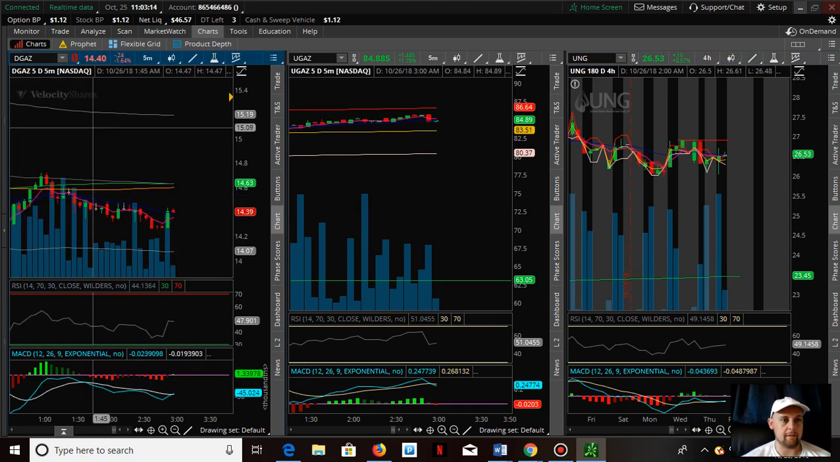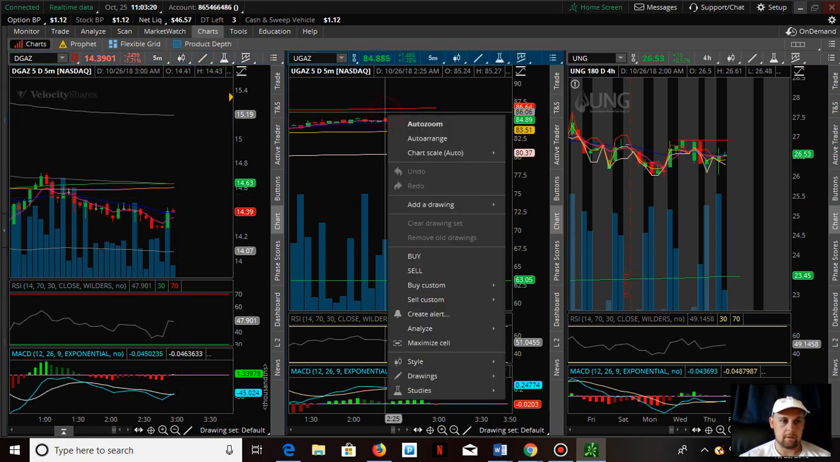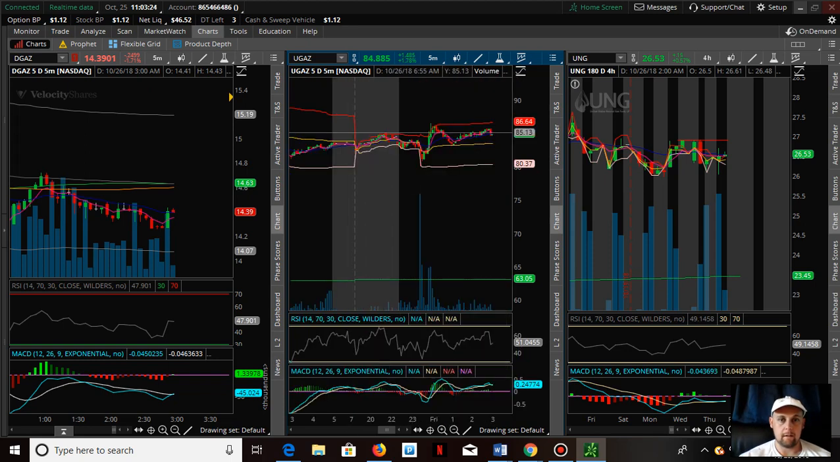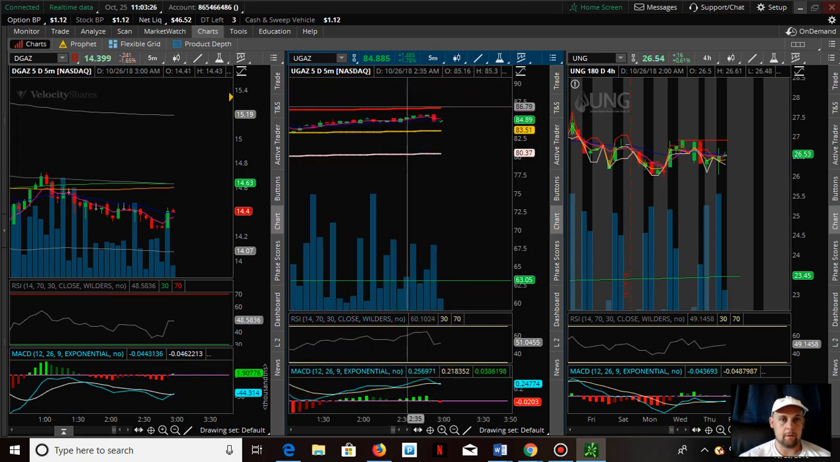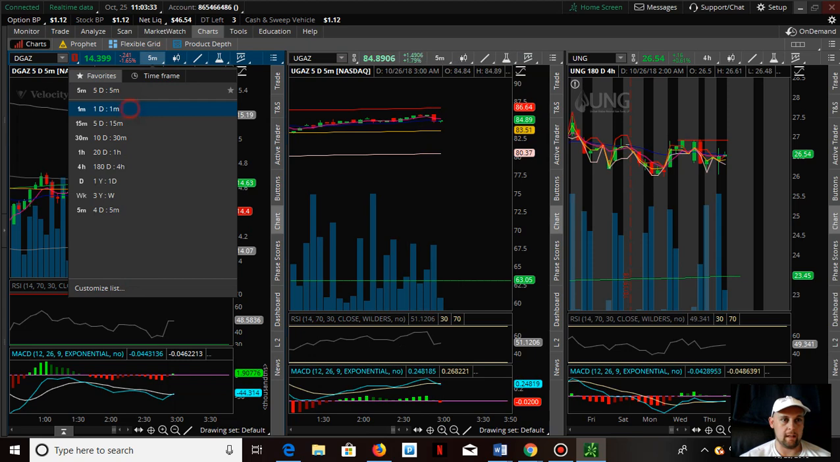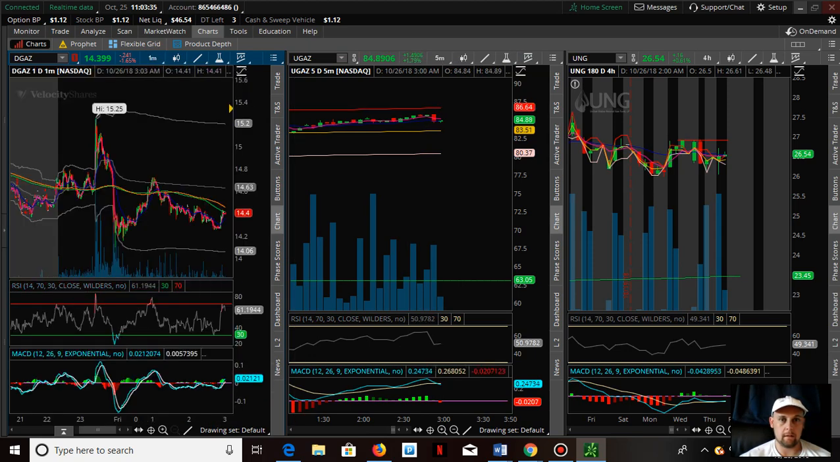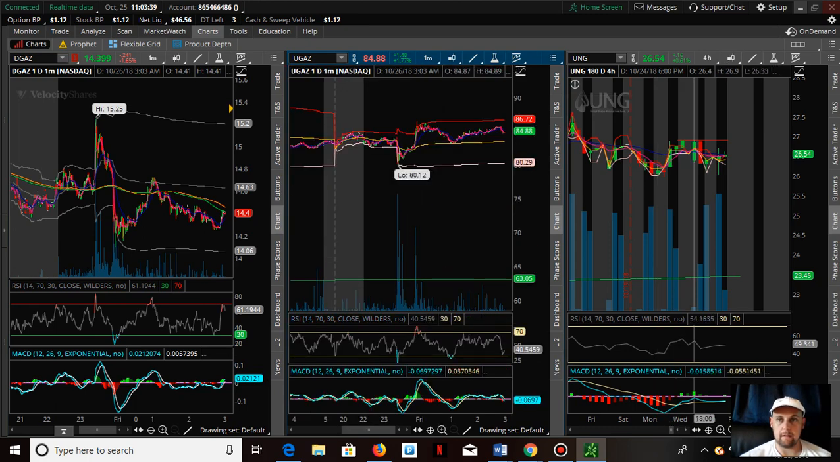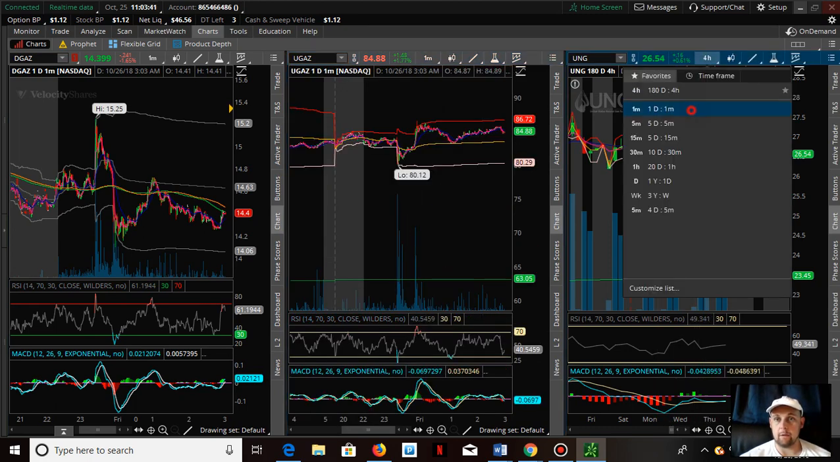DGAZ is right here at a 5-day 5-minute. It just had a jump, and then it has a red piece up there which looks like it could potentially be on its way back down. So UGAZ is starting to be green and start to come up, and DGAZ is red and starting to go down. So let's turn down to a 1-day 1-minute on each. 1-day 1-minute, 1-day 1-minute, and then I'll actually take the UNG here.